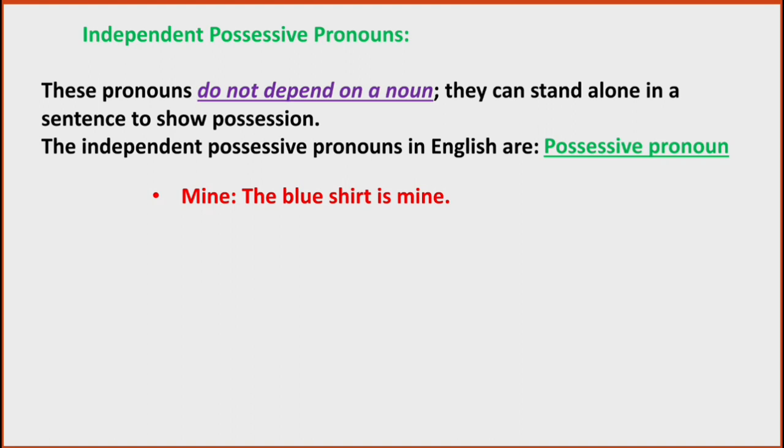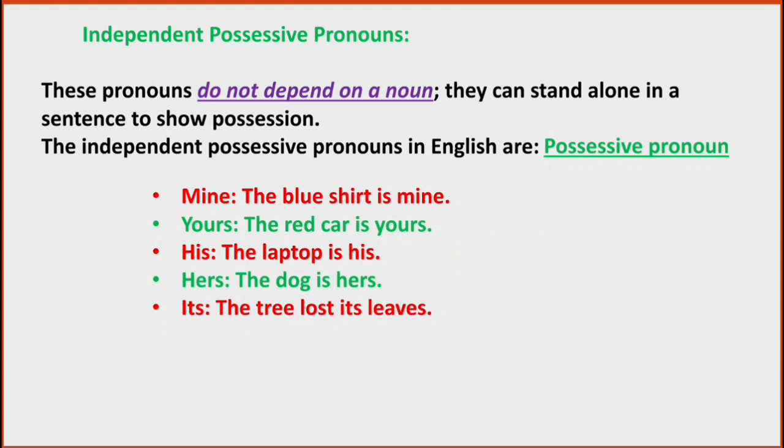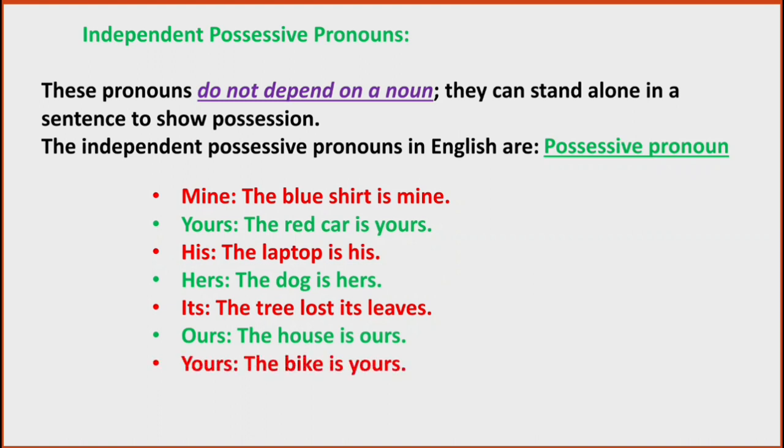For example, mine, the bill you shot is mine. Yours, the red car is yours. His, the laptop is his. Hers, the dog is hers. Its, the tree lost its leaves. Ours, the house is ours. Yours, the bike is yours. Theirs, the ties are theirs. The possessive pronouns in these examples come at the end of the sentence.